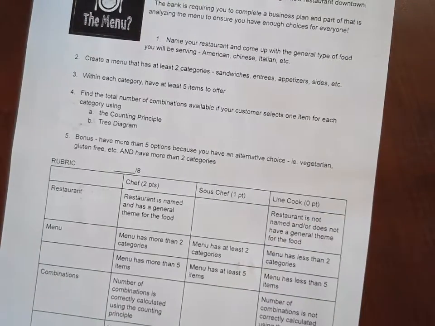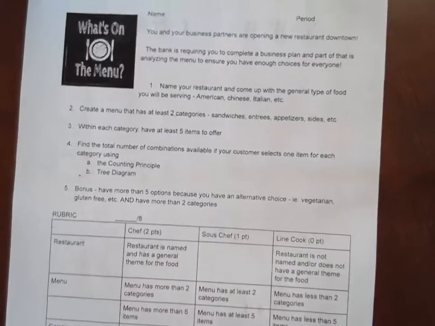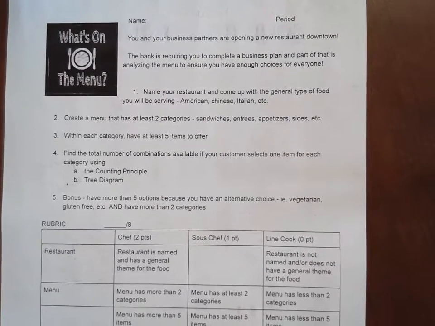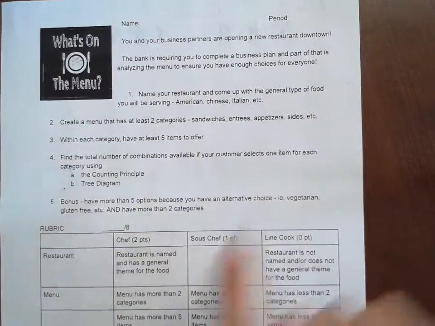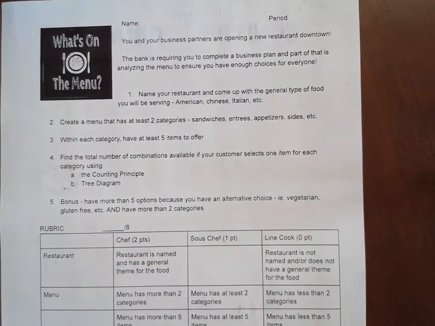Okay, here you go. You've got 10 more minutes left in class to start your homework. So flip the page. This is your homework. Is this graded? Yes. You and your business partners are opening a new restaurant downtown. The bank is requiring you to complete a business plan, and part of that is analyzing the menu to ensure you have enough choices for everyone. Number 1, name your restaurant and come up with the general type of food you're going to be serving. I don't care what it is, American, Chinese, Italian, whatever.